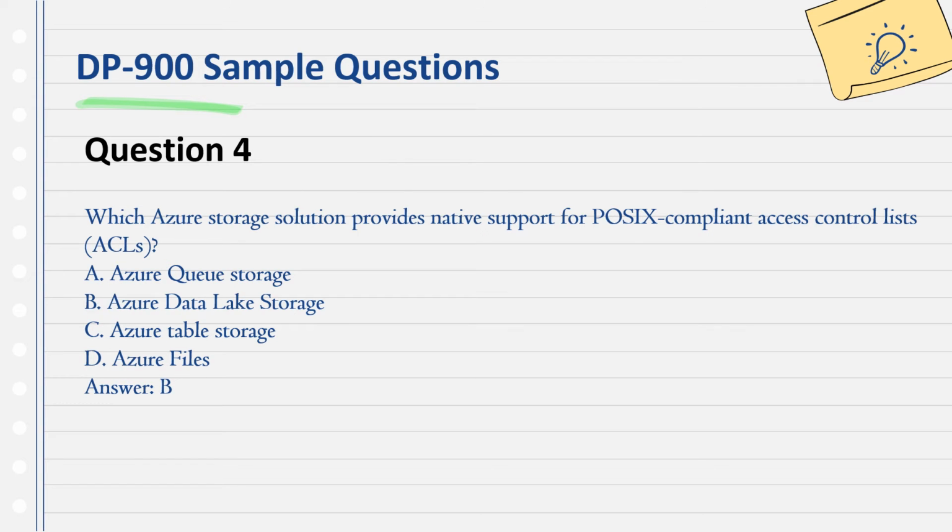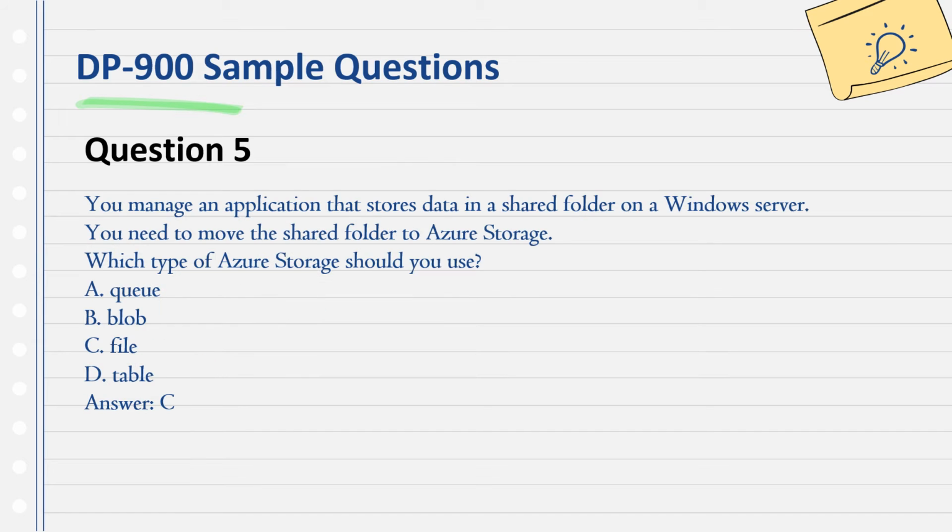Question 4. Which Azure storage solution provides native support for POSIX-compliant access control lists, ACLs? A. Azure Queue Storage. B. Azure Data Lake Storage. C. Azure Table Storage. D. Azure Files. Answer: B.